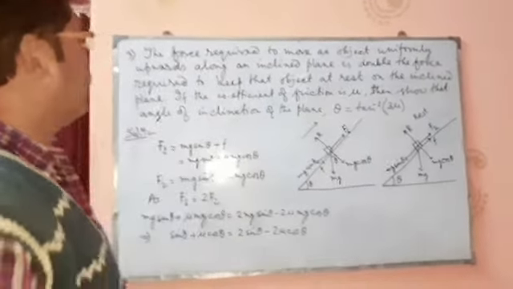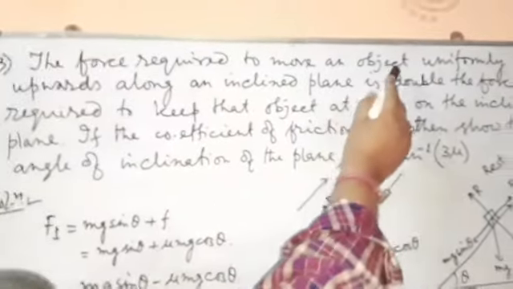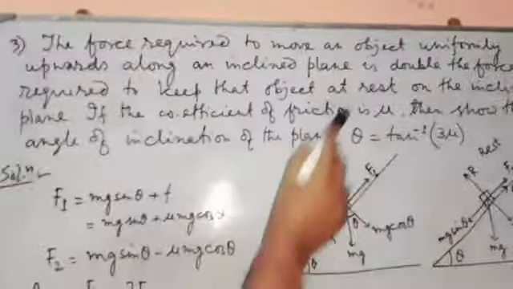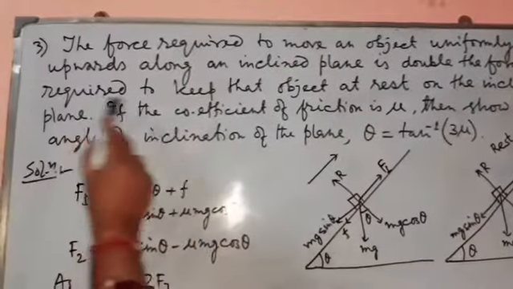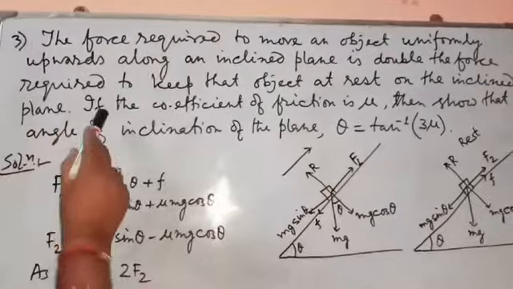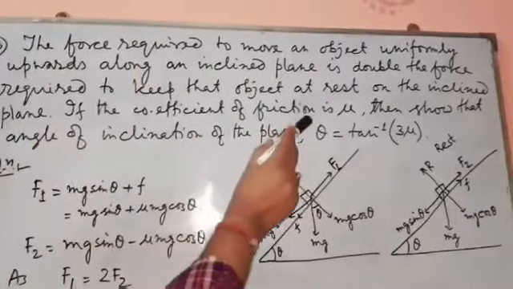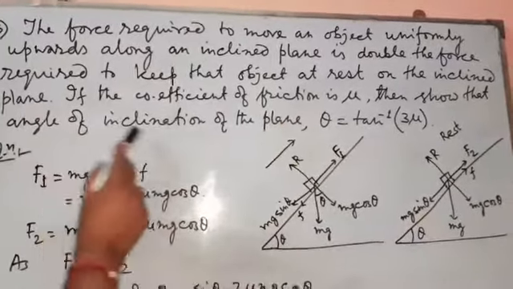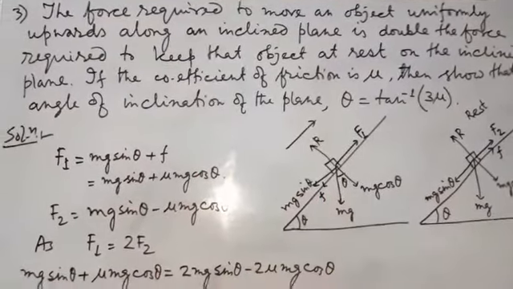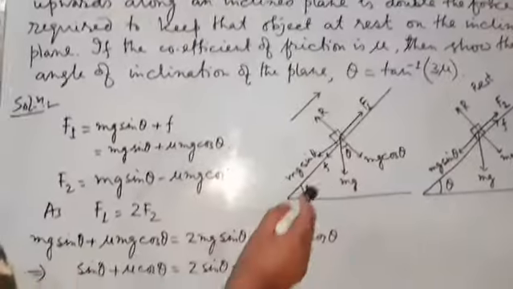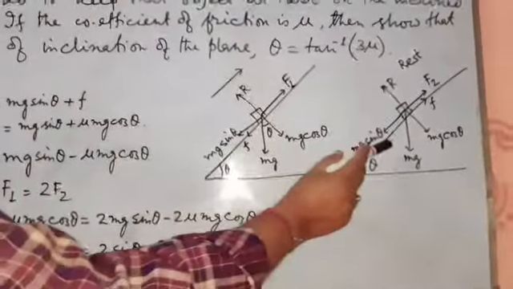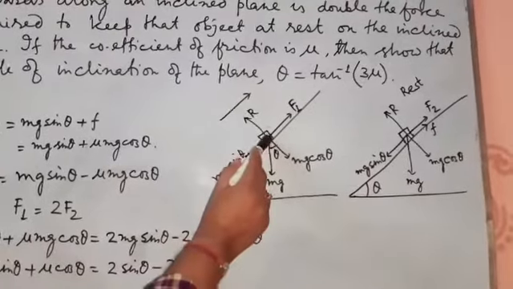Problem number 3. The force required to move an object uniformly upwards along an inclined plane is double the force required to keep that object at rest on the inclined plane. If the coefficient of friction is mu, then show that the angle of inclination of the plane theta equals tan inverse 3 mu.